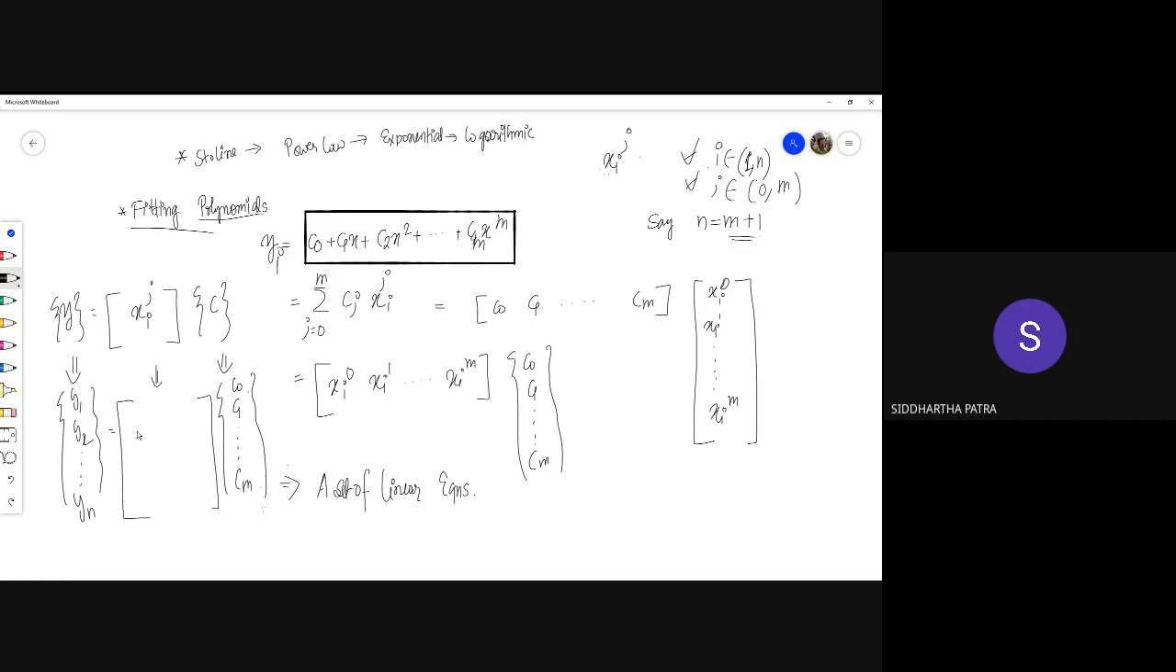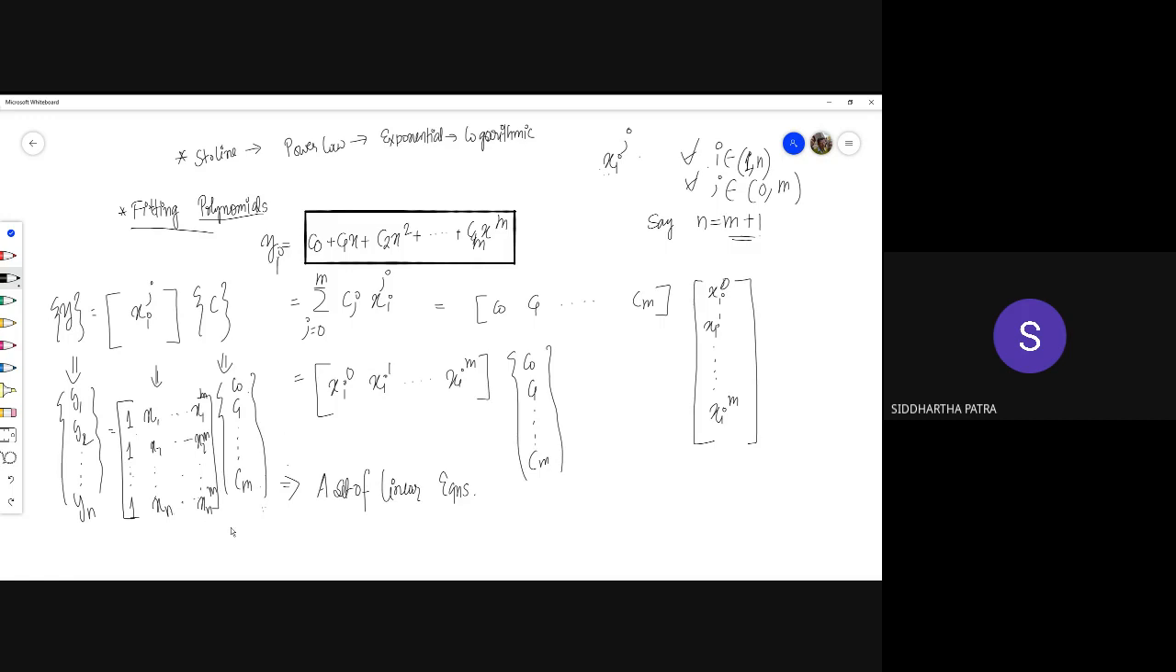So this would look something like this. The first column is everything to the power 0. So it is x1 to the power 0, x2 to the power 0, up to xn to the power 0. Then comes x1 to the power 1, x2 to the power 1, up to xn to the power 1, and this progresses. In the end, it is x1 to the power m, x2 to the power m, and xn to the power m. Now, what are xi to the power 0? To the power 0 basically means these are all ones, 1, 1, up to the nth term, and to the power 1 is basically that quantity itself. So it's like x1, x2 up to xn.